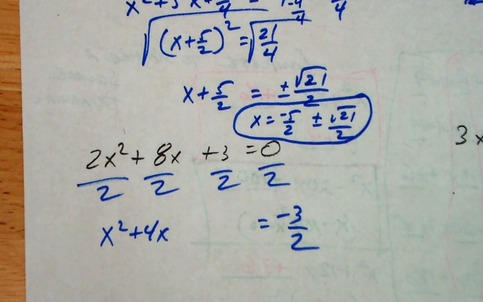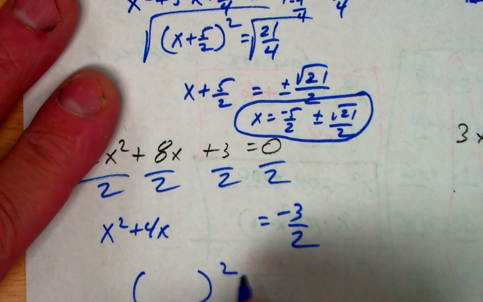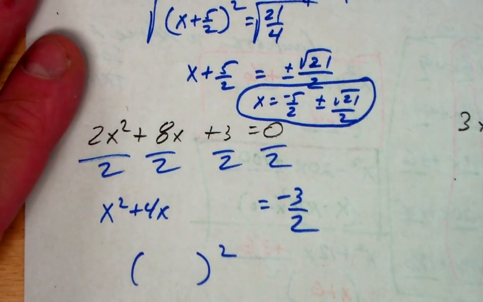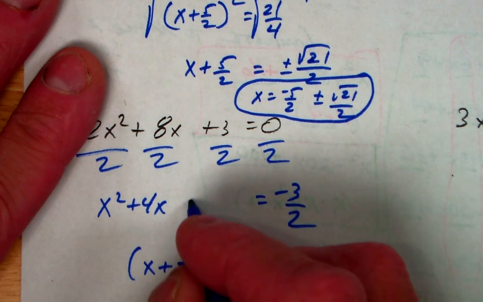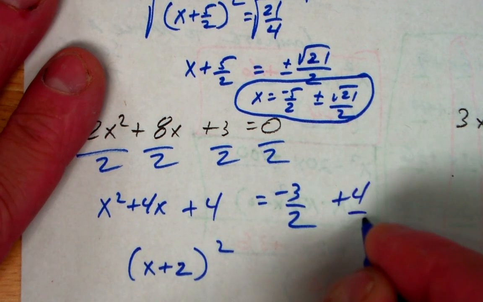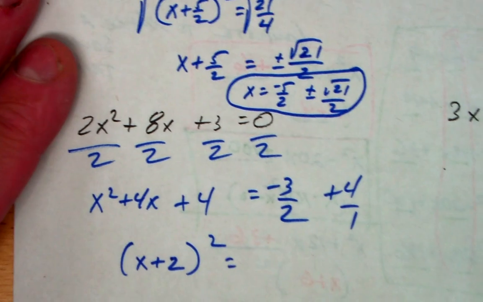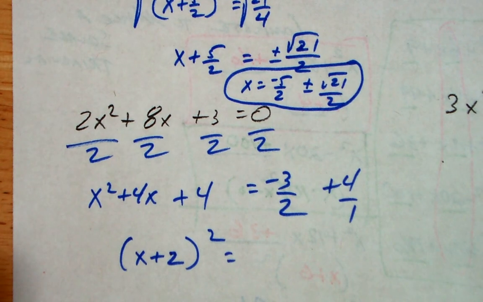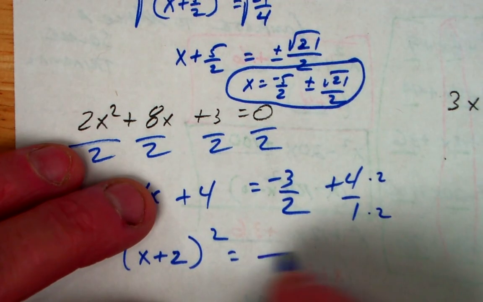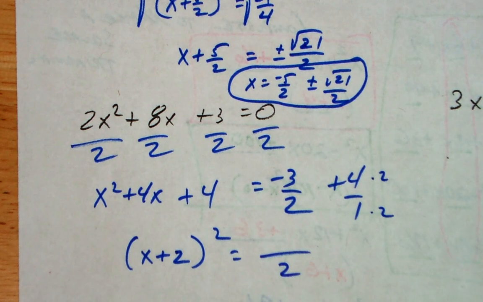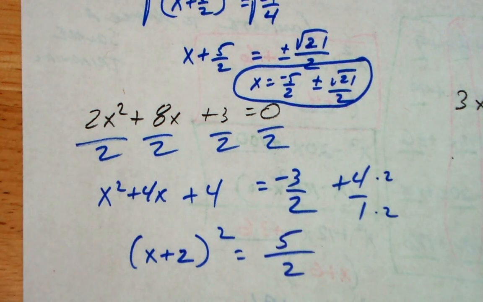Okay. Hope you're okay with me moving that 3 halves over at the same step. Okay, here we go. What goes in the parentheses? X plus 2. Okay. And I'm going to add 4 to both sides. That's old stuff. Now I need to find a common denominator. Common denominator is 2, so I need to multiply top and bottom here by 2. So I'm going to end up with how many halves? 8 and negative 3 gives me 5.